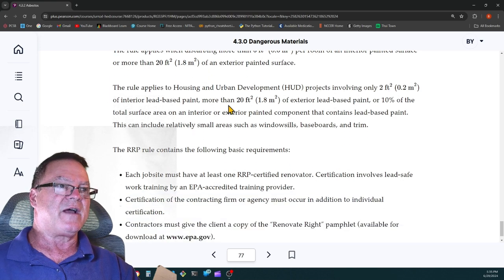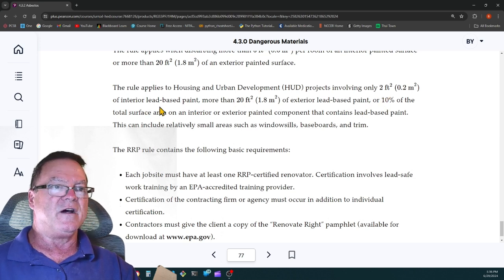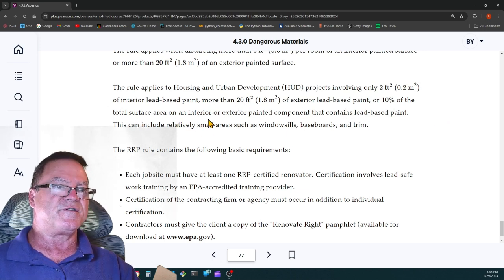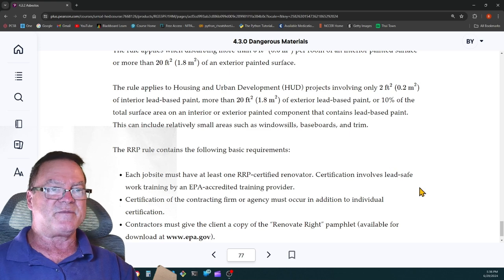The rules apply to housing and urban development projects involving only 2 square feet of interior lead-based paint or more than 20 square feet of exterior lead-based paint, or 10% of the total surface area on an interior or exterior painted component that contains lead-based paint.